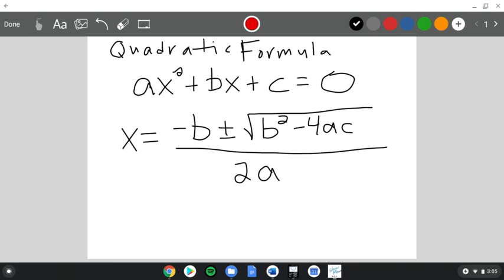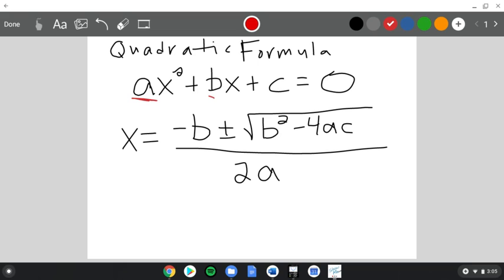Hello, this lesson is about using the quadratic formula to solve quadratic equations. So the formula to solve a quadratic equation is x equals negative b plus or minus the square root of b squared minus 4ac all over 2a. And you fill in the a and the b and the c from your original equation.